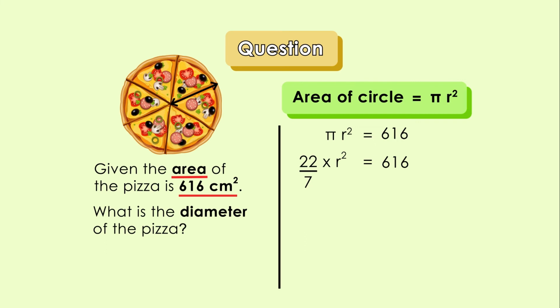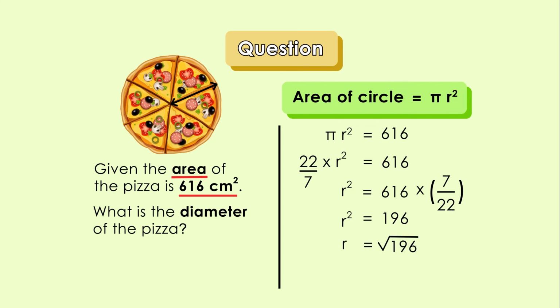Next, rearrange the equation to make r squared as the subject of this equation. You may use a calculator to help you with your calculation. You will get r squared is equal to 196. How do we obtain r? Yes! R is the square root of 196. Well, what is your answer? Good job! The radius of the pizza is 14 centimeters.